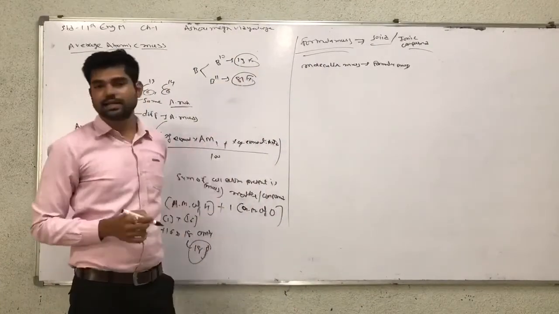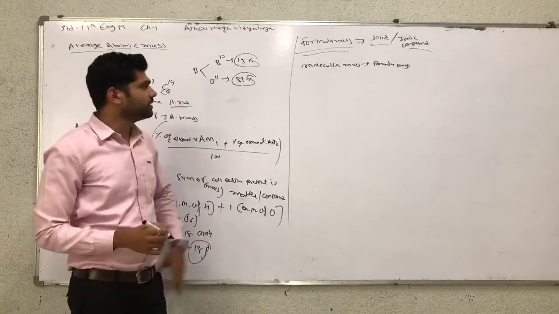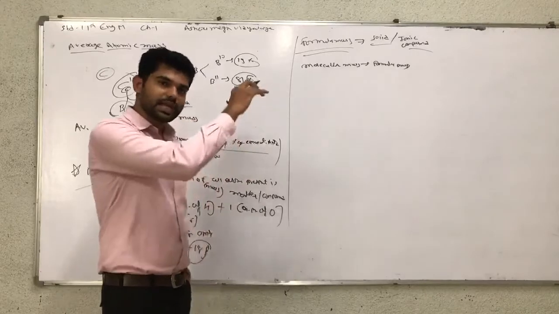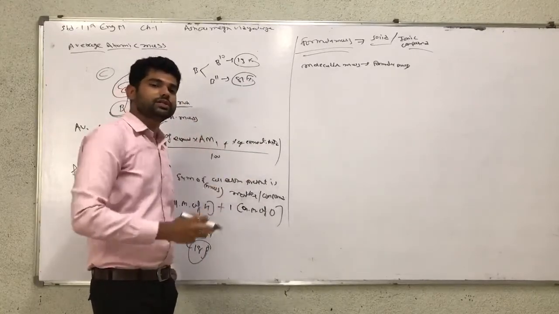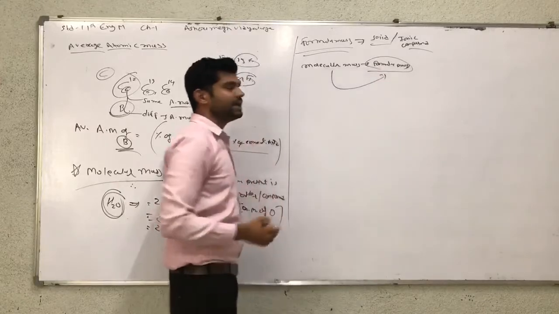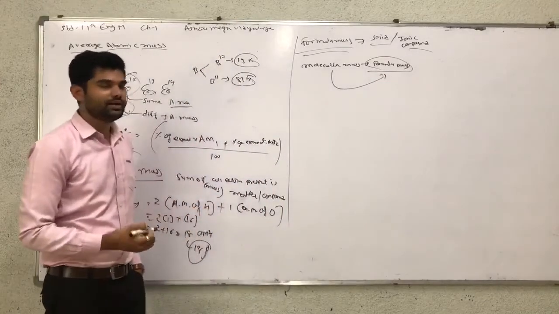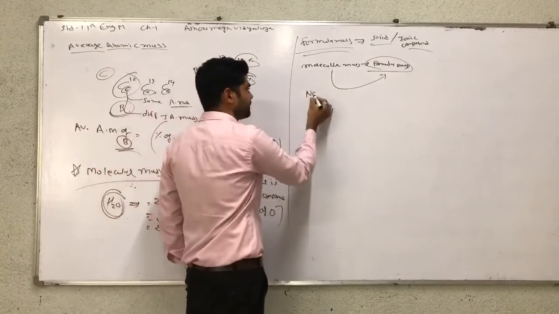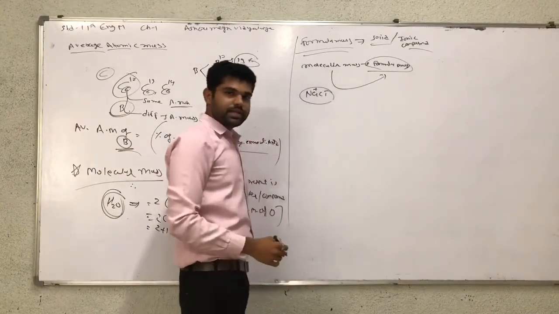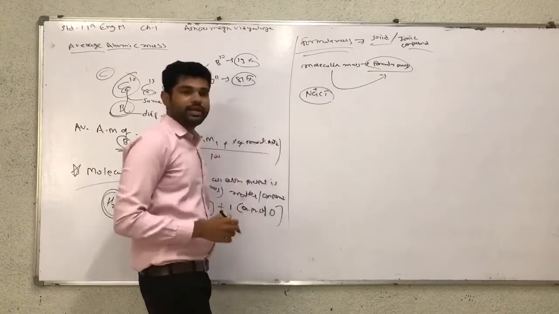So formula mass is applicable only to solid or ionic compounds, and molecular mass of this type of substance, that is solid and ionic substances, is also known as formula mass. Now one example of an ionic compound: NaCl. It means Na plus and Cl minus. So the molecular mass of NaCl.